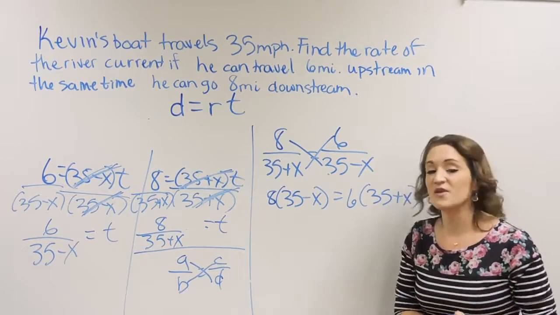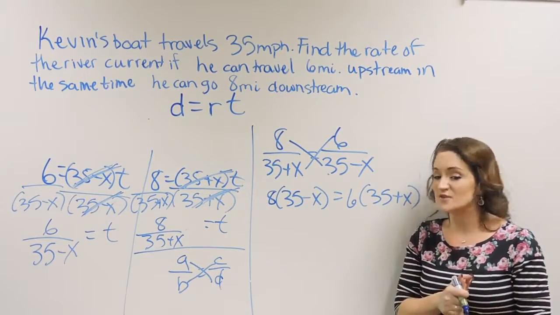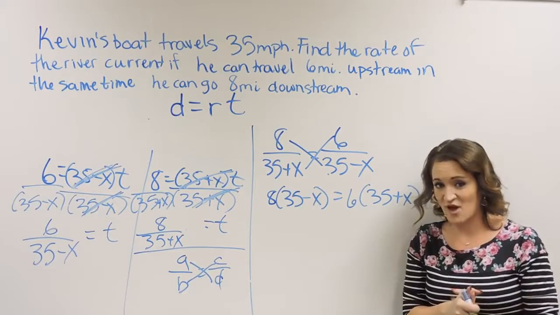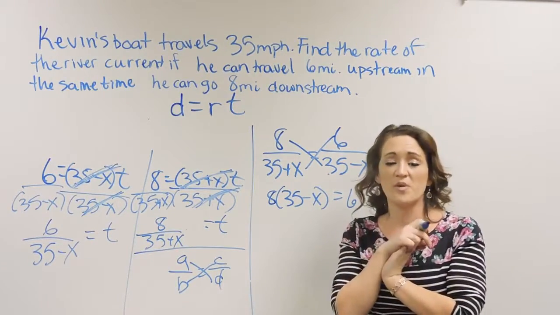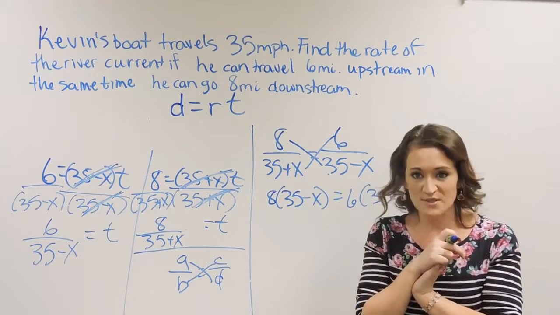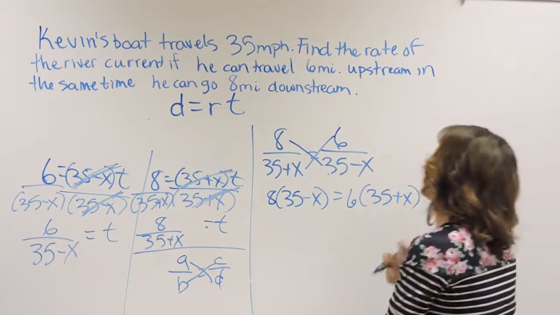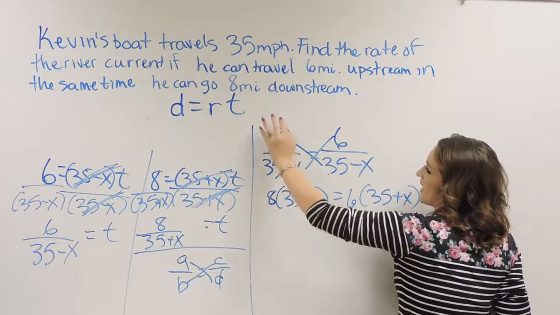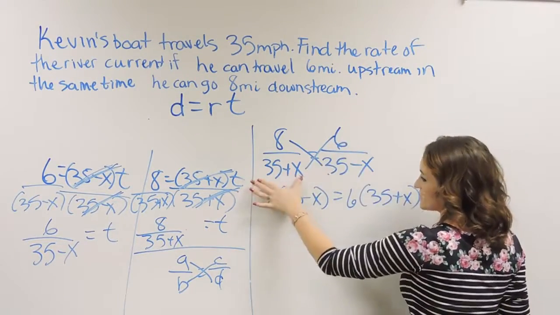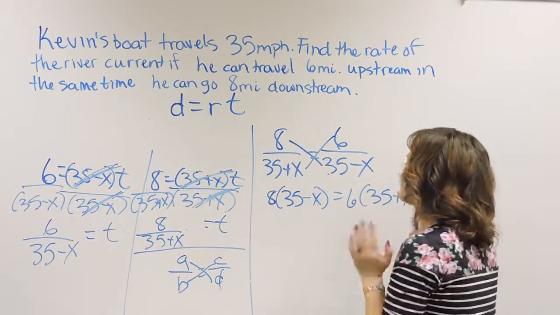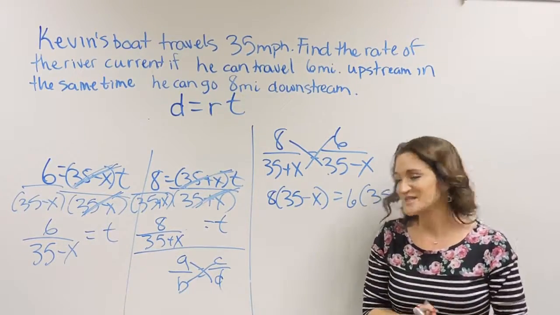Either method is perfectly fine. You can find common denominators and multiply the whole equation by that common denominator, or you can notice that this is set up the same way a proportion is, and cross multiply. So I'm going to go with that method here. If I cross multiply, 8 times 35 minus x is equal to 6 times 35 plus x. Let's simplify this so we can solve it.